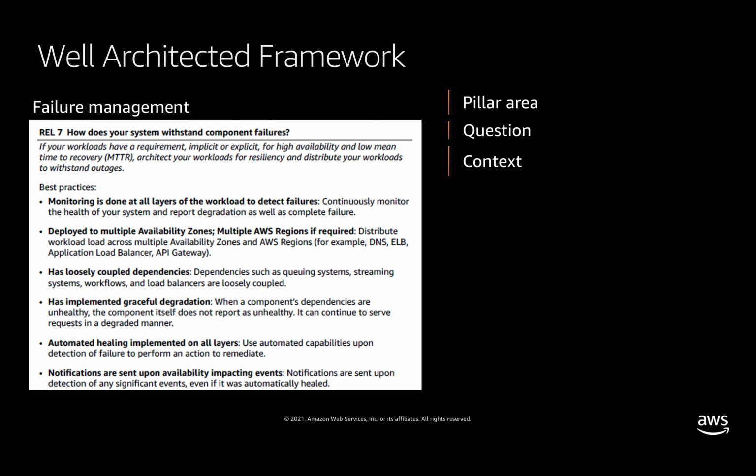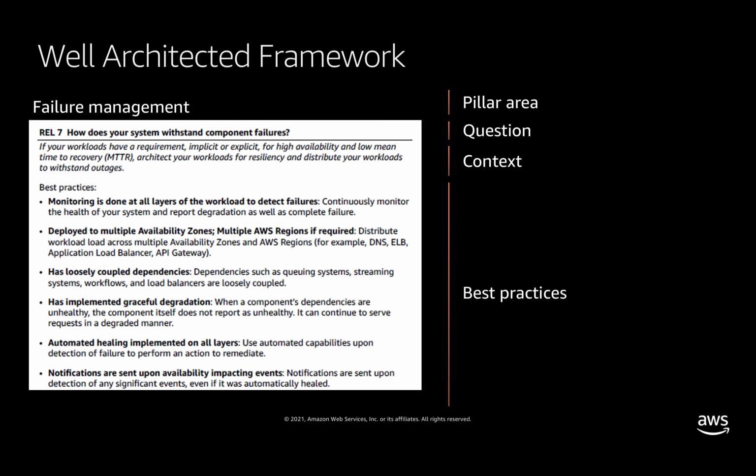Each question has some context associated with it to further explain the question. And then you can see the best practices here for this particular question, which include items such as monitoring at all layers, architecting for multiple availability zones, or even multiple regions, depending on your use case, and even creating things like decoupled architectures. So all of the questions for the broader AWS Well-Architected Framework are available in the white papers, but also within the AWS Well-Architected Tool, which is available inside your AWS console. In the tool, we also provide a plan on how to architect for the cloud using established best practices based on your responses to the questions that you've answered.